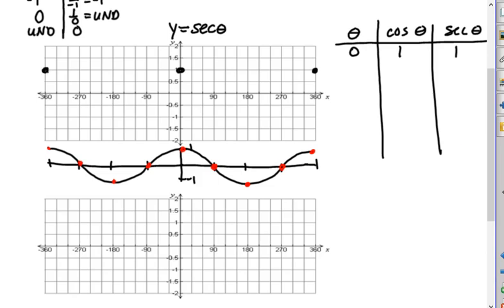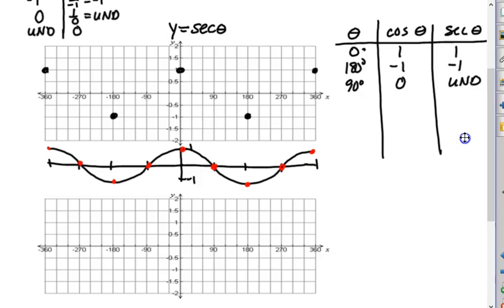So I'm going to go ahead and mark those places. And at 180 degrees, cosine is equal to -1, and secant will also be -1 because -1 times -1 is 1. So we can mark those values. They are the same. Now at 90 degrees, cosine is equal to 0. So that makes secant equal to undefined.